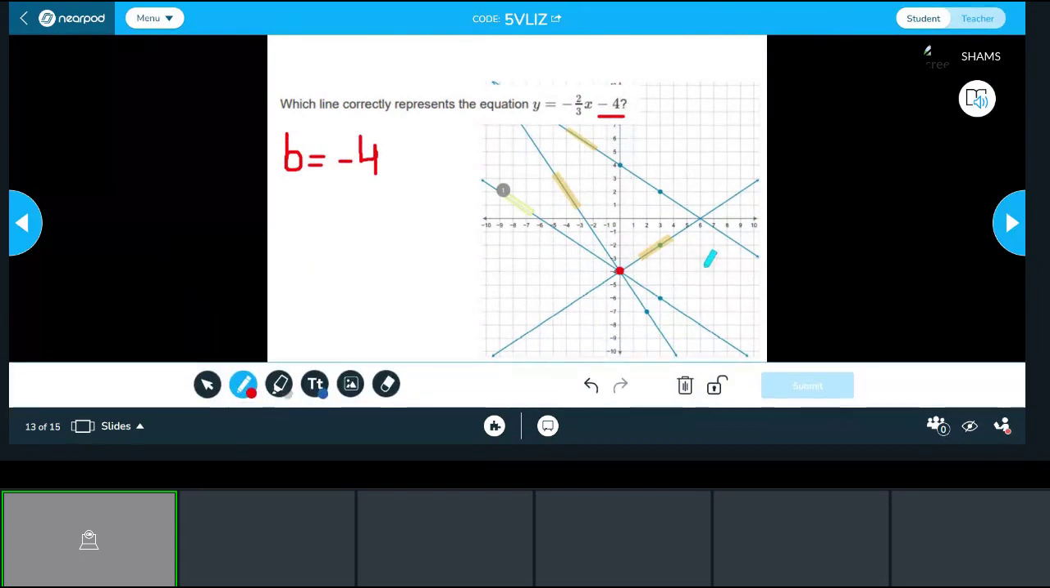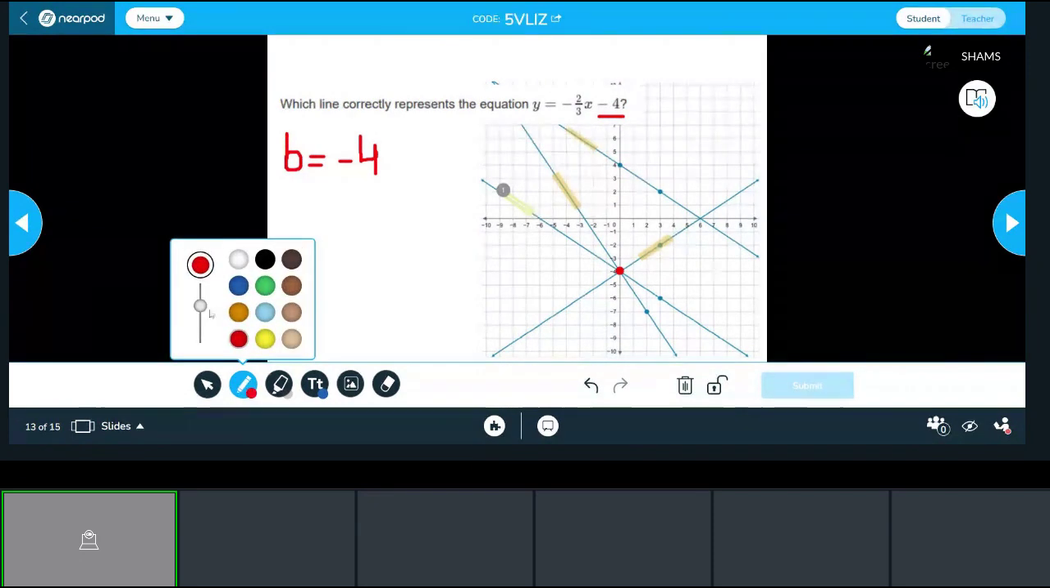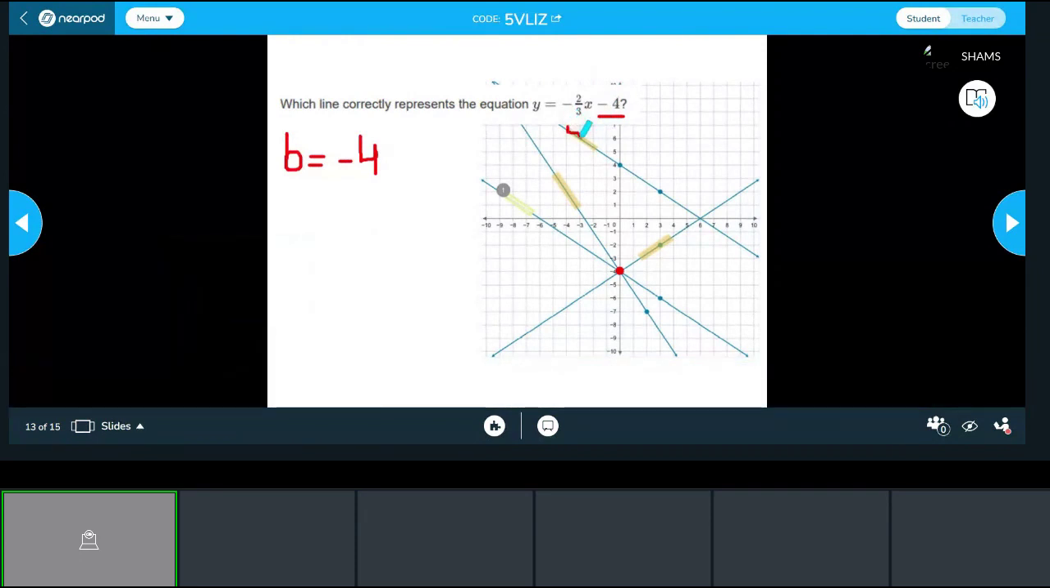I know this dot is one of the dots on the graph. And I can clearly say that one of the incorrect graphs is this top one. So this top one is a wrong graph. It doesn't pass through negative 4, it passes through a positive 4. This is a wrong graph.